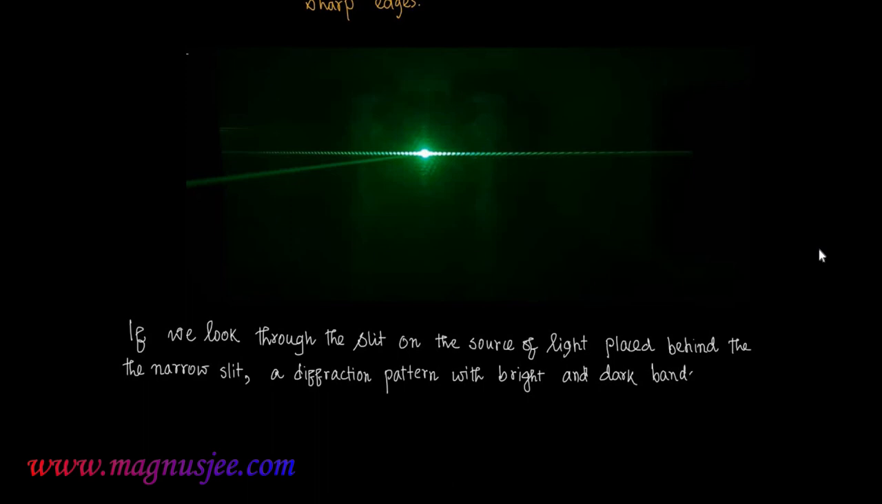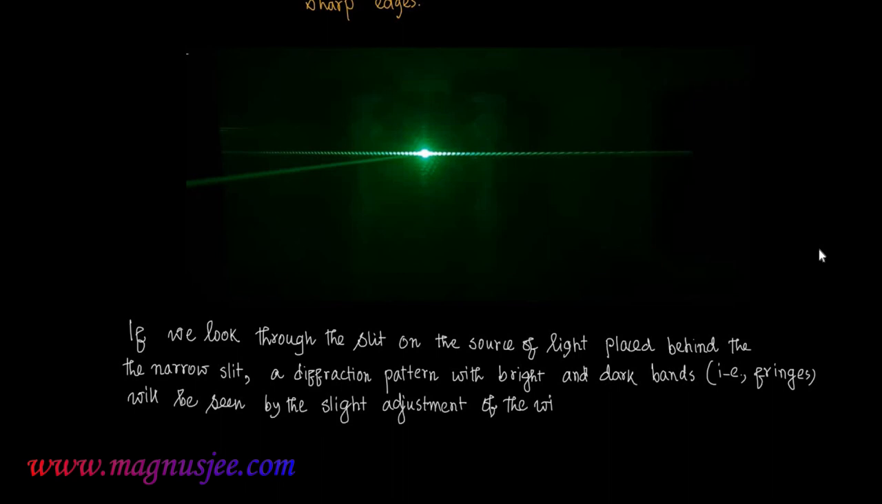If we look through the narrow slit at the source of light placed behind the narrow slit, in that case a diffraction pattern will be observed, a diffraction pattern with bright and dark bands, that is, fringes will be seen by slight adjustment of the width of the slit.